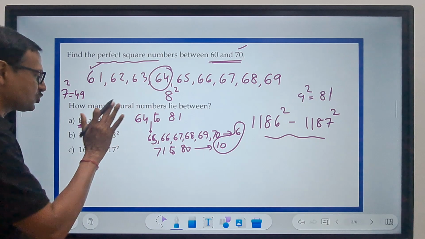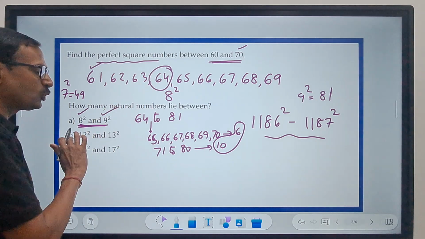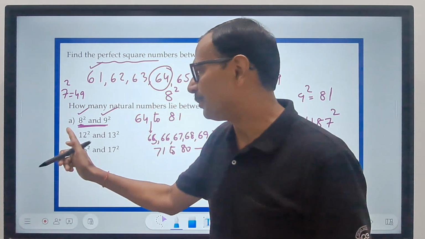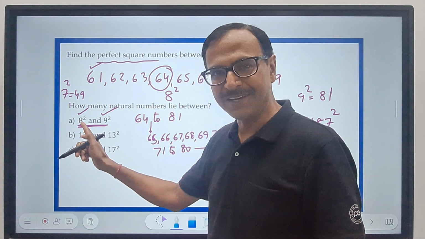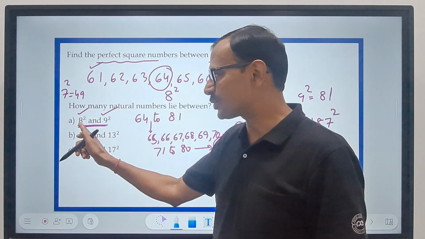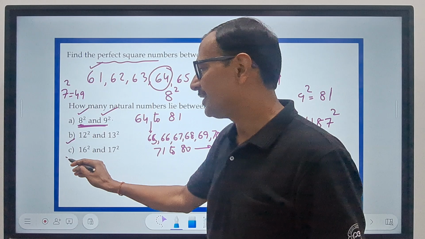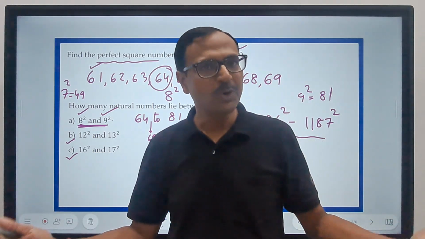The number of natural numbers lying between the squares of two consecutive natural numbers is double of the smaller number. So 2 times 8, 16 numbers lie between 8 square and 9 square. And I think now the second part and the third part are pretty easy. You can do it orally.